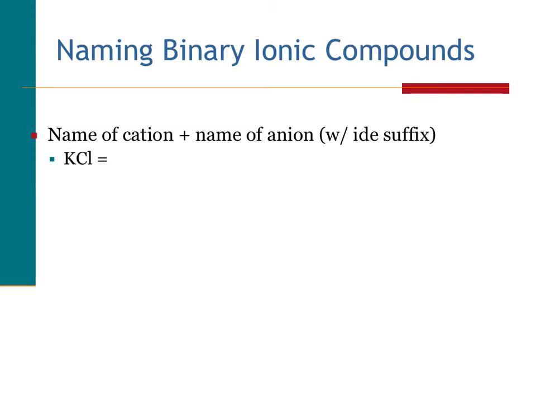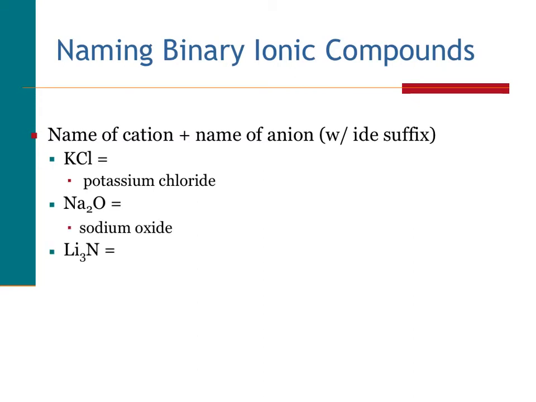So if we have KCl, the cation is always first. So K is potassium, Cl is chlorine, but we have to drop the ending and replace it with IDE, so this becomes potassium chloride. Now try. Don't let the two confuse you. You just say the name of the cation and the name of the anion with the IDE. So hopefully you guessed sodium oxide. Another, Li3N. Lithium nitride.